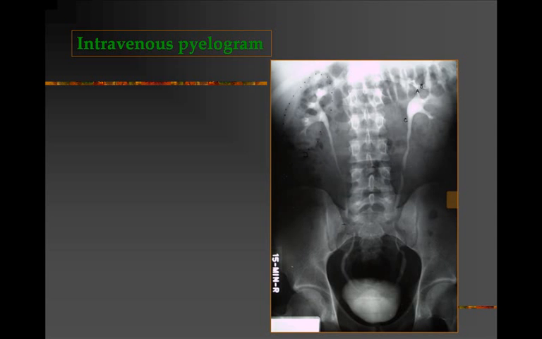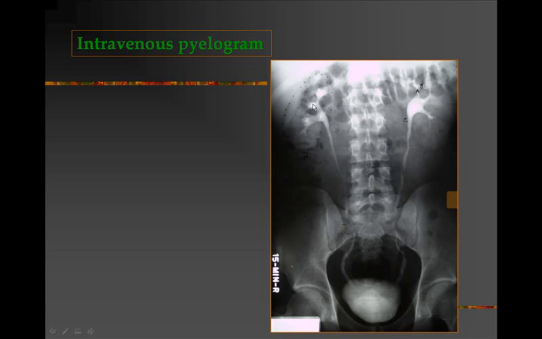Another type of contrast investigation that can be done is an intravenous pyelogram. In this particular investigation, a small amount of dye material is injected intravenously into the patient's circulation. The dye is filtered through the kidneys and collects in the pelvic-calyceal system of the kidneys and outlines the ureters and urinary bladder. Here we see the pelvic-calyceal system of the left kidney.